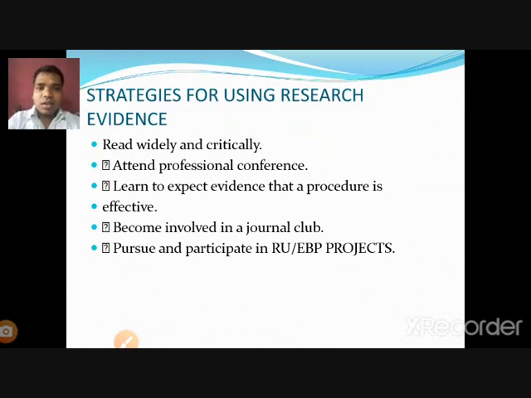Next we see strategies for using research evidence. What are the strategies? Read wisely, read widely and critically, always attend professional conferences, always learn to expect evidence that a procedure is effective, become involved in a journal club, and pursue and participate in research utilization and evidence based practice projects.